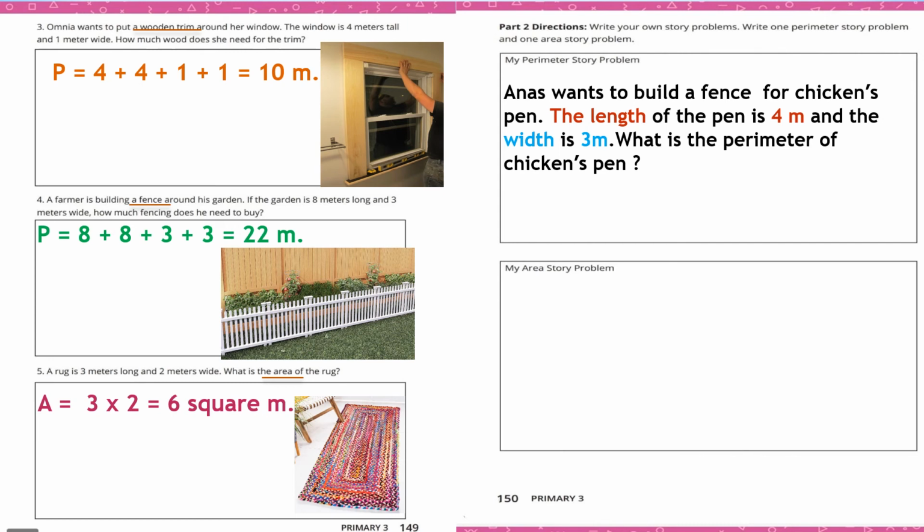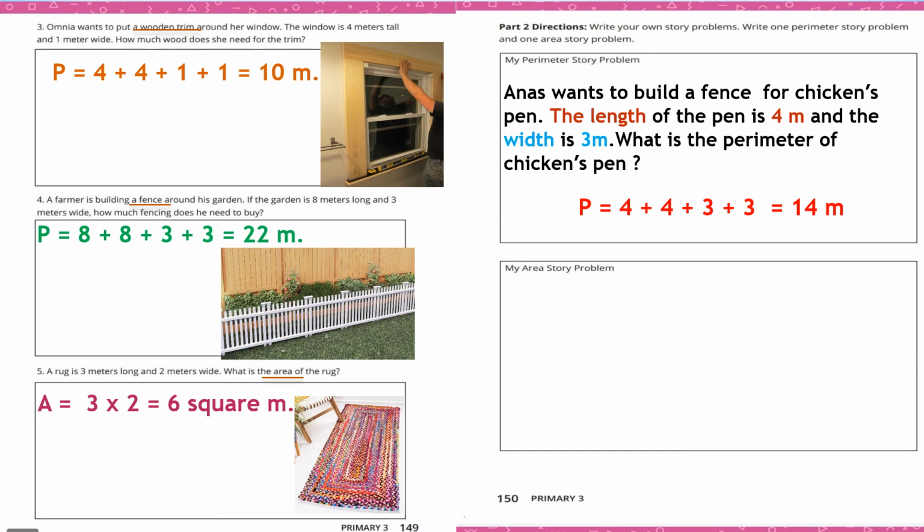So it's in the shape of... we have a long side and a short side. So his chicken's pen is in the shape of a rectangle, and the perimeter of a rectangle equals length plus width plus length plus width. 4 plus 4 plus 3 plus 3. 4 plus 4 is 8. 3 plus 3 is 6. 6 plus 8 is 14 meters.